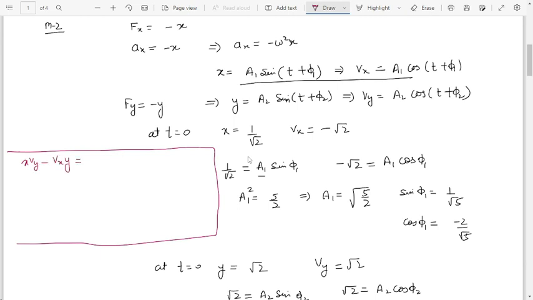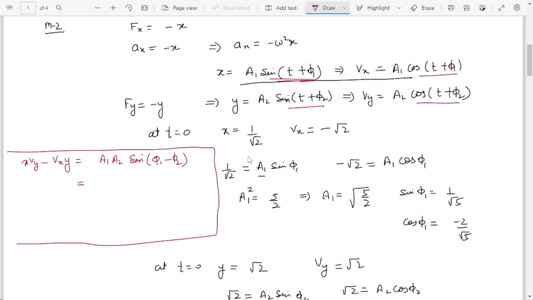So this will be equal to, you can see, a1 a2 sine of t plus phi 1 into cos of t plus phi 2 minus cos of t plus phi 1 into sine of t plus phi 2. So using the formula of sine a cos b minus cos a sine b, you are going to get sine of a minus b. So t will cancel out and you're going to get sine of phi 1 minus phi 2. I hope you understand this, because sine a cos b minus cos a sine b will become sine of a minus b. Now just put the values.